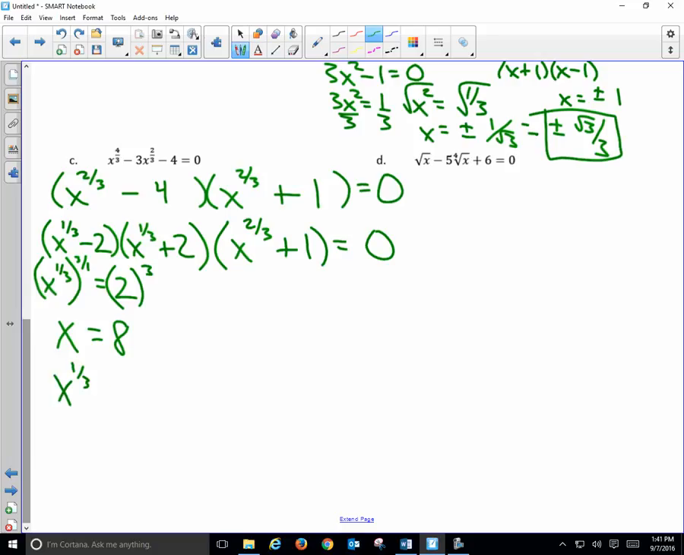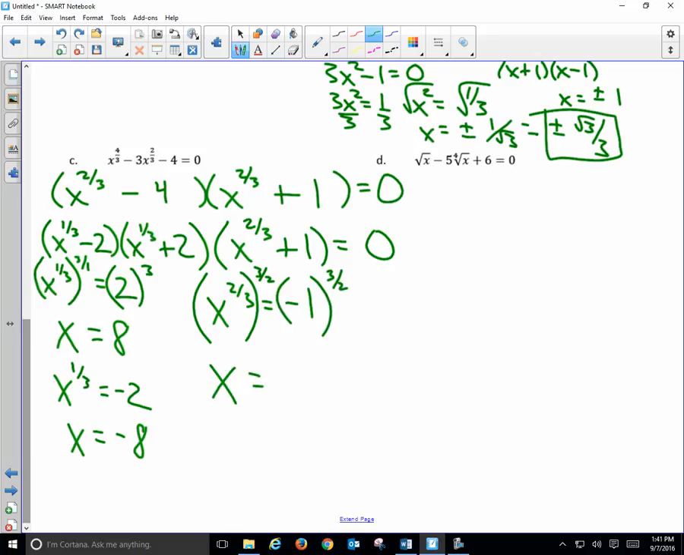We'll do the next one. X to the 1/3 is equal to -2. What to do to both sides? Cube it. And you get x is equal to -8. Sweet. The next one does not factor. So we say x to the 2/3 is equal to -1. How do we get rid of the 2/3? Raise it to the 3/2 power. The reciprocal will allow that to become an exponent of 1. What is -1 to the 3rd power?